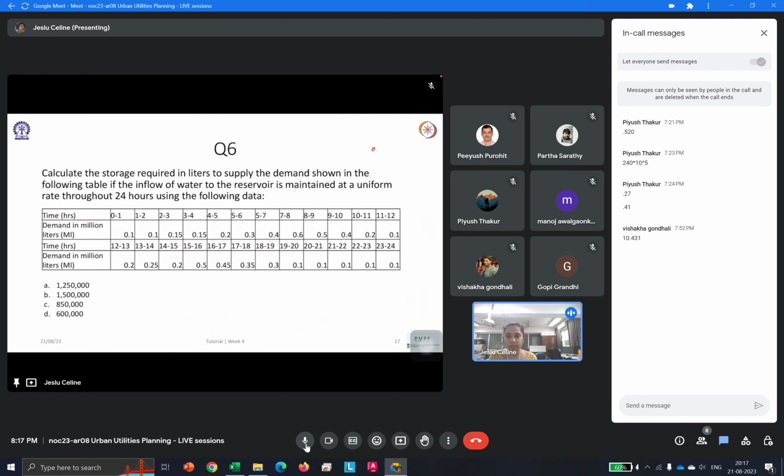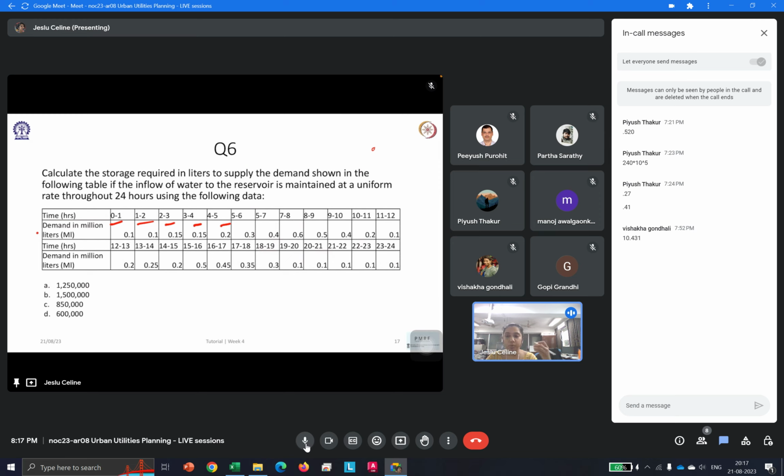This is very similar to the previous question which we worked, but in the previous one, for every 4 hours, there was a constant supply rate and the overall demand was given. So we did all our calculations for every 4 hours, even though it was a 24-hour uniform supply. In this case, for every hour, the demand is given.